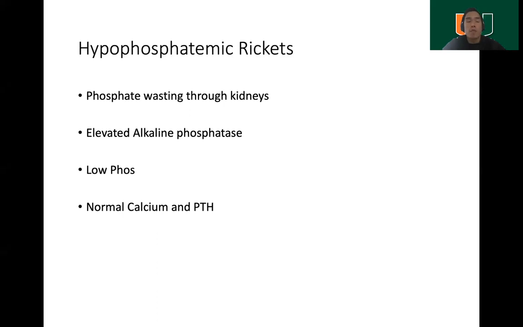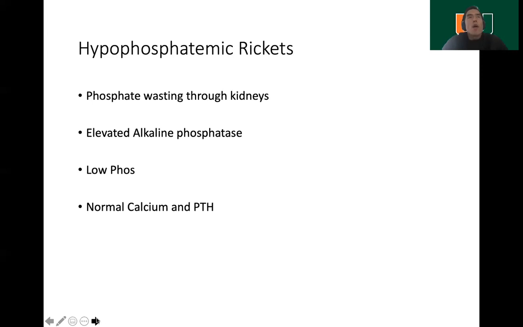When you get hypophosphatemia, you see an elevated alkaline phosphatase. You have low phosphorus, but you have relatively normal calcium and PTH. Remember, if you don't see a change in calcium, PTH usually remains normal. So this is one of the distinguishing biochemical features between vitamin D deficiency rickets and hypophosphatemic rickets. Hypophosphatemic rickets has normal calcium and PTH.